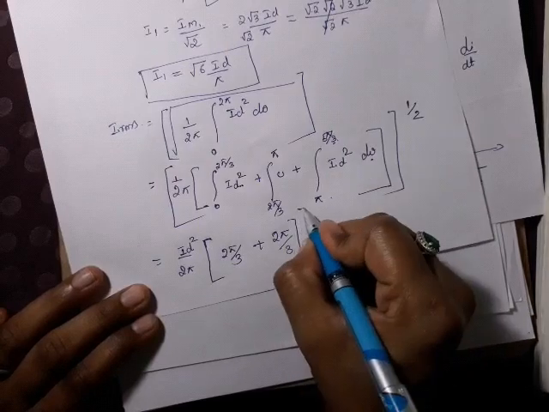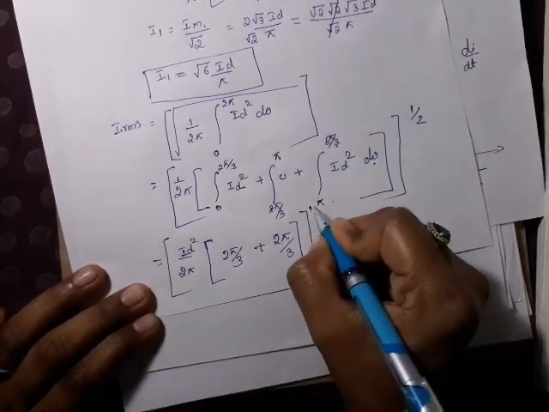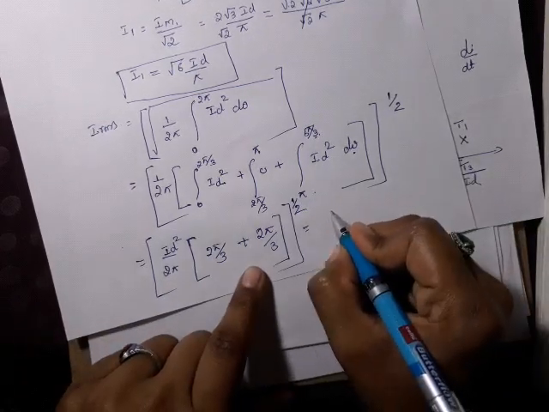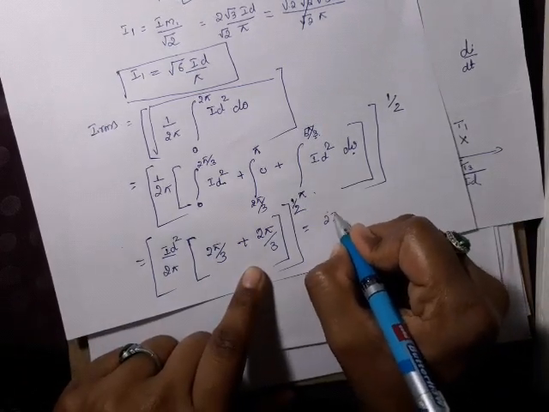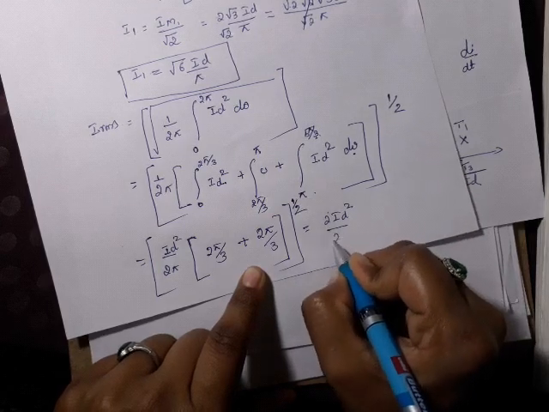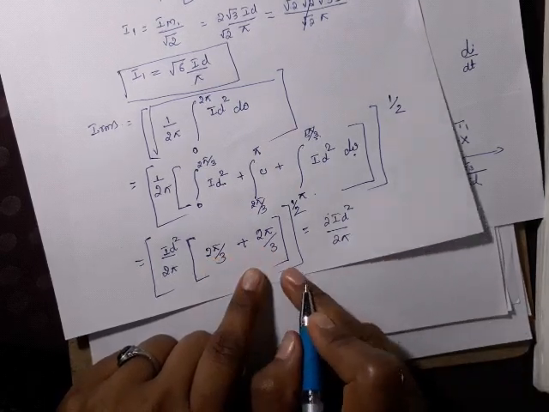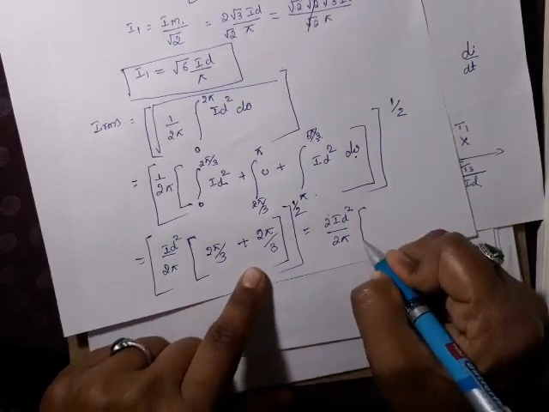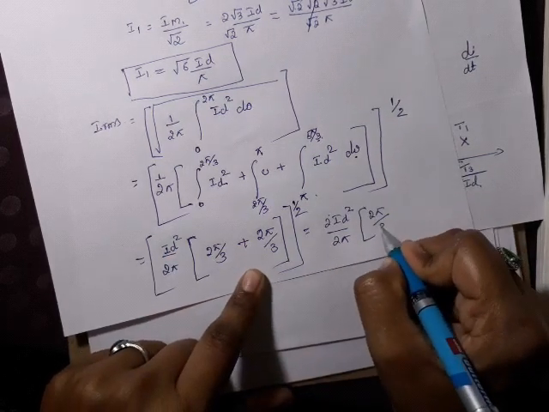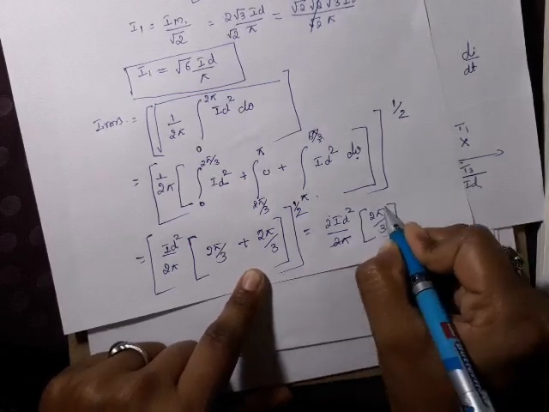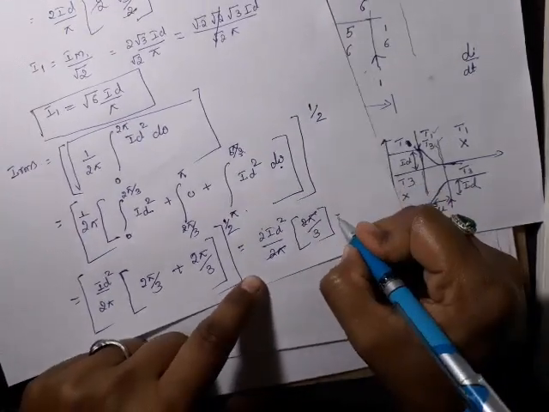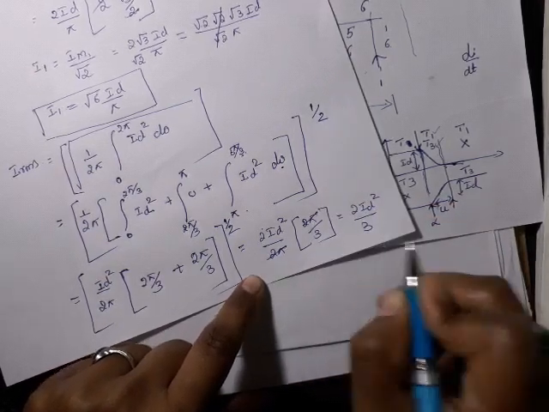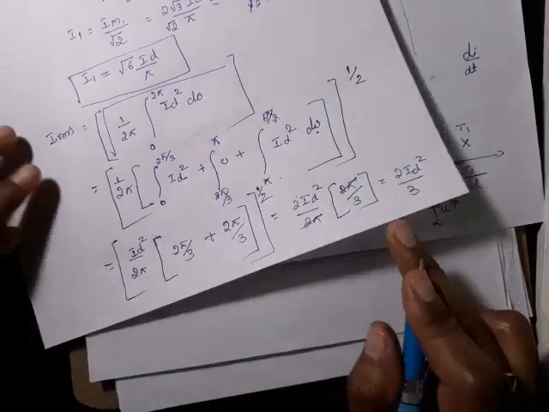Under root, power of half. So can I write this like 2 Id squared by 2 pi, times 2 pi by 3, plus 2 pi by 3, that is 2 times 2 pi by 3. That too I have written here. So this is 2 pi by 3. The 2 pi gets cancelled, so 2 Id squared by 3. This is the value of IRMS. I'll write the same thing.